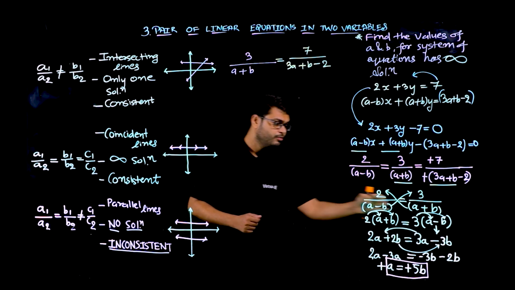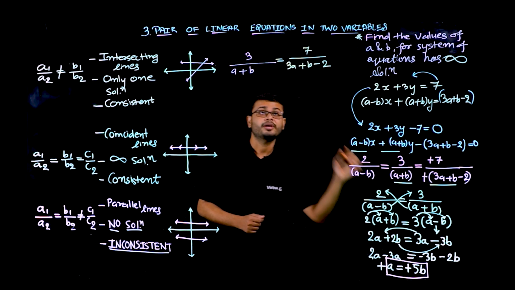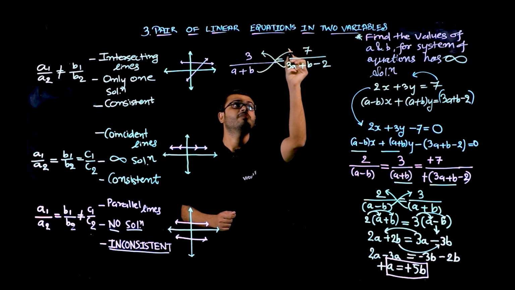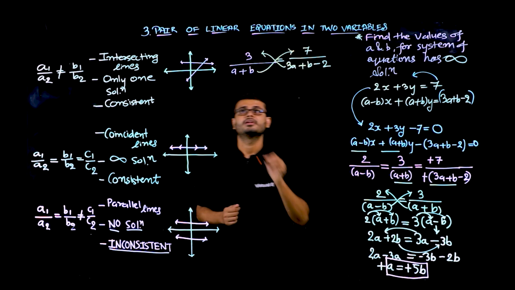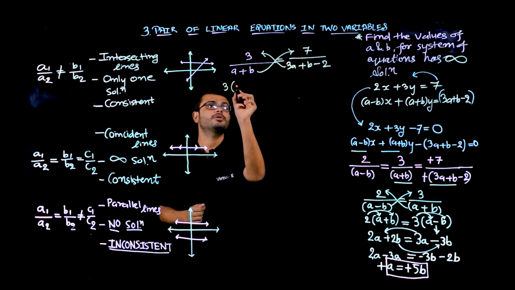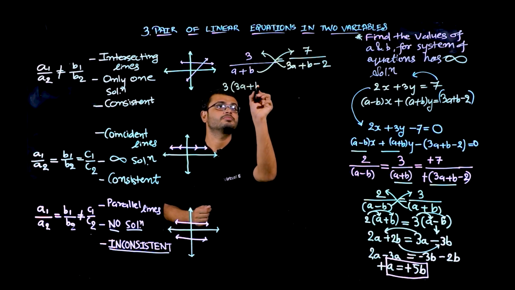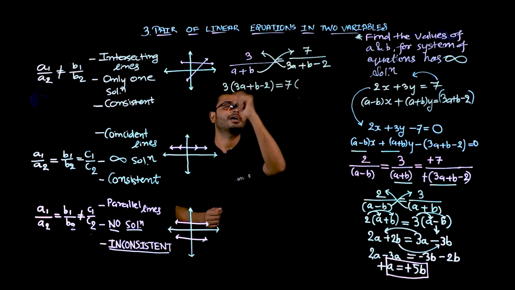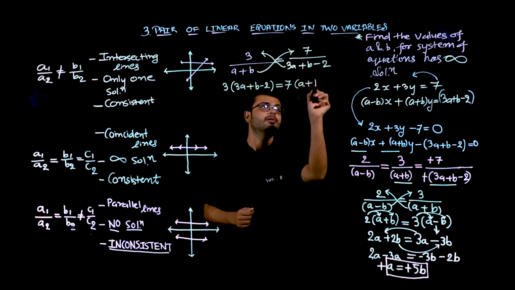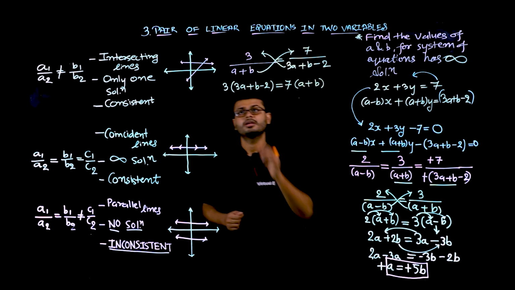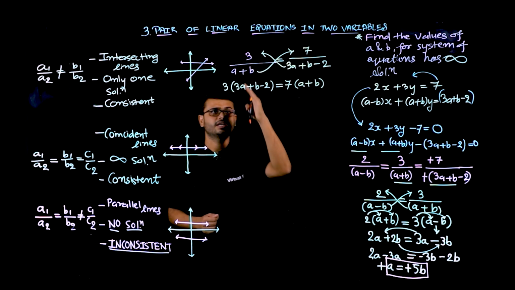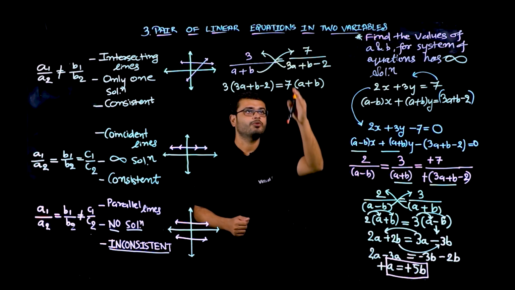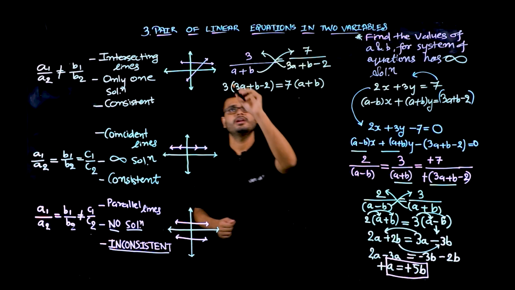So again, here also I am going to do cross multiplication like this. This denominator I will be multiplying with 3 and this denominator I will be multiplying with 7. So 3 into 3a plus b minus 2 is equal to 7 multiplied with this denominator, which is a plus b, right? Now let's open the bracket. We are going to multiply 3 with each and every term, and 7 with each and every term.